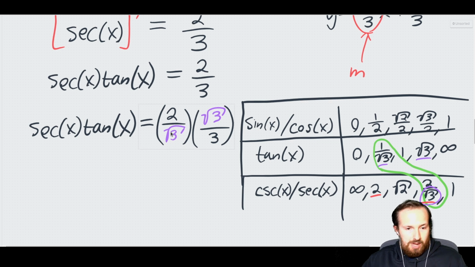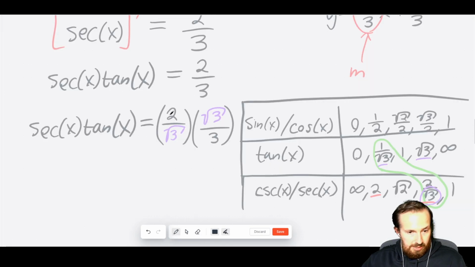So basically the question we're asking is, is there an x value where secant is equal to 2 over radical 3 and tangent is equal to radical 3 over 3? That's the question. And actually the answer is yes. Because secant is equal to 2 over radical 3 when what? Basically when cosine is equal to radical 3 over 2, and that happens at pi over 6, right? And then tangent, when is that equal to 1 over radical 3? That's also pi over 6. So that makes sense. That's why pi over 6 is an answer, because that's the x value that would cause both of these to equal this.